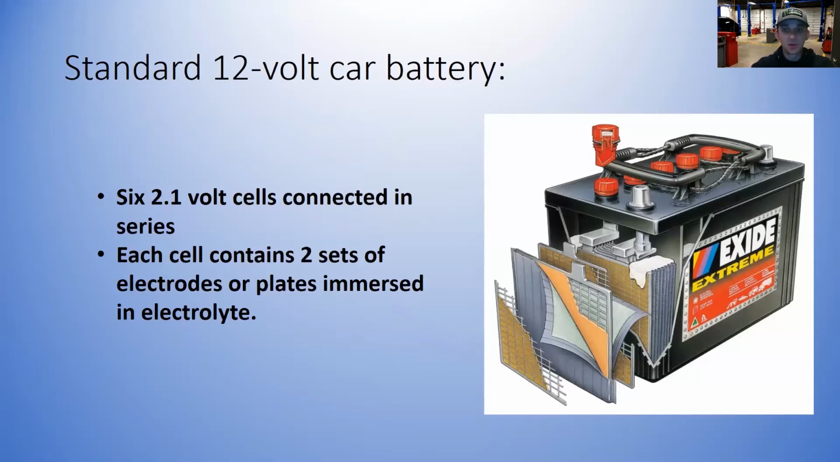The standard 12-volt car battery has 6 individual cells. So if I can turn my little pointer on here, you will see 1, 2, 3, 4, 5, and 6. 6 individual cells with each cell having the capabilities of producing 2.1 volts. So if you add all that up and do the math, a fully charged battery should equal 12.6 volts.